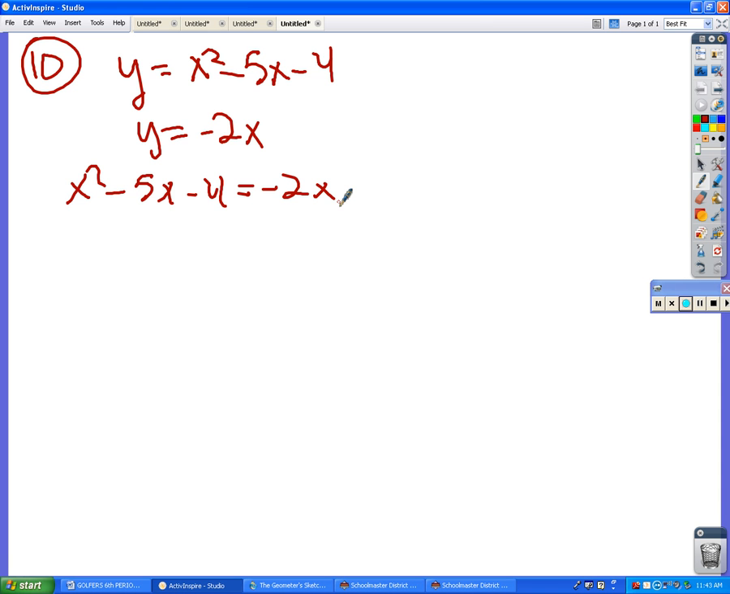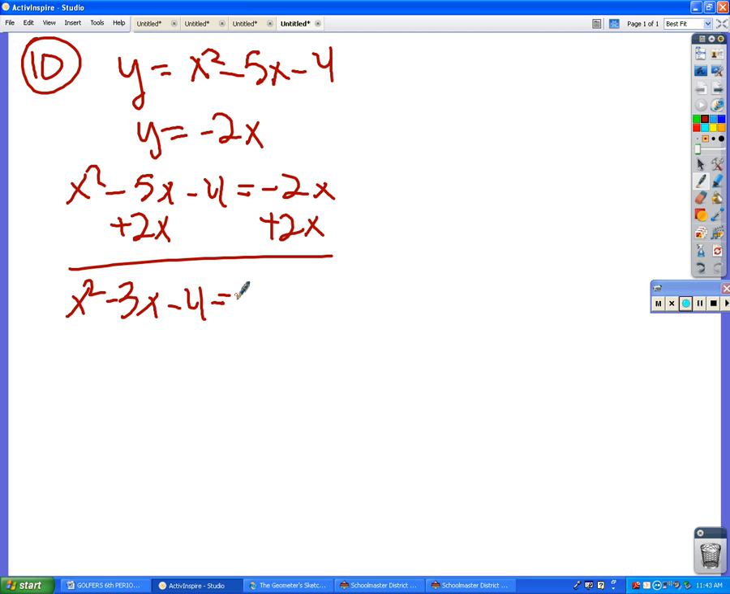Add 2x to both sides. And remember that there's an issue here, Cheyenne, with like terms. I can only add x squareds to x squareds, I can only add x's to x's, and I can only add numbers to numbers. So this 2x that I'm adding has to happen with the other x's. So x squared minus 5x plus 2x is minus 3x minus 4. Those cancel. Equals 0.